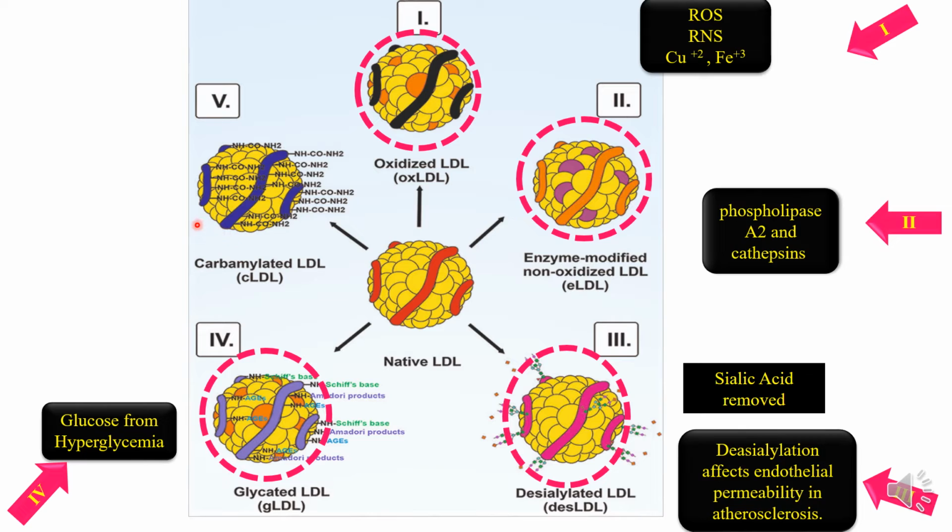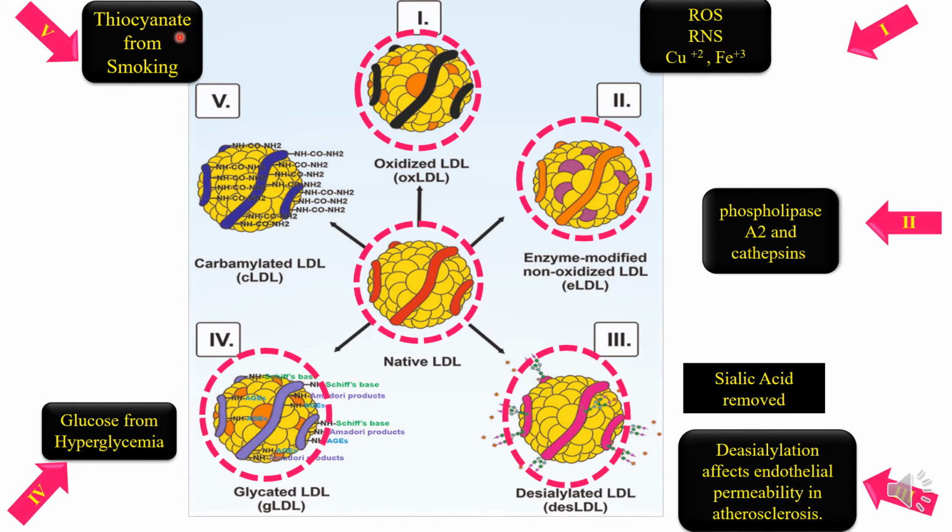And the fifth type shown in this picture is known as the carbamylated LDL. This carbamylated LDL is a modification of native LDL and it is formed from the thiocyanate from smoking or nicotine smoke. So this also carbamylates and modifies the native LDL. So these are the different 5 species of modified LDL. There may be many more.